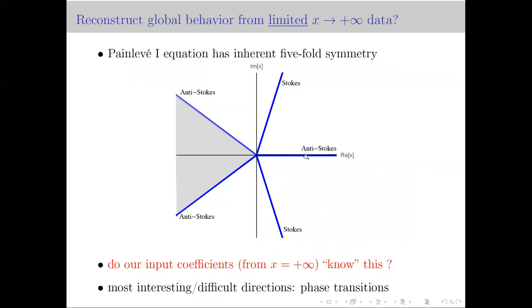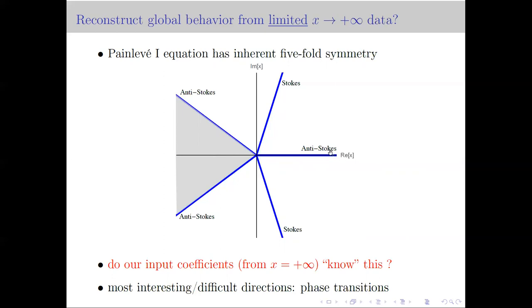Moreover, this is what's called an anti-Stokes line. So you have oscillatory exponential behavior, decaying and growing exponential behavior, oscillatory, decaying and growing. And there's this shaded region here where the behavior of the function is completely different from how it is in the rest of the complex plane.